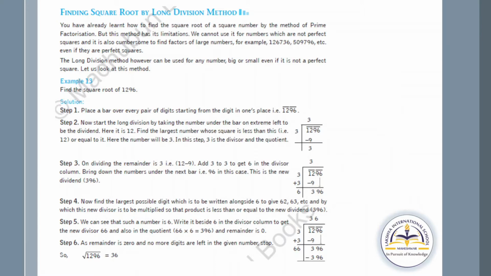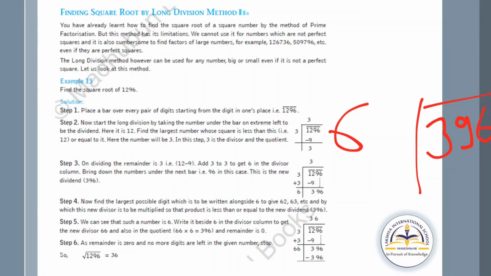Now find the largest possible digit which is to be written alongside 6 to give a new divisor, such that the product is less than or equal to the new dividend. We can see that such a number is 6. Write it beside 6 in the divisor column to get the new divisor 66, and also in the quotient, and the remainder is 0.